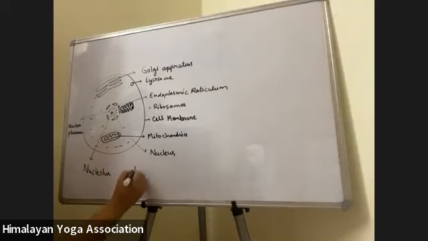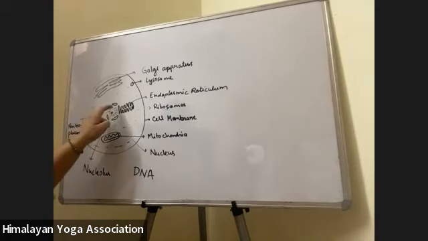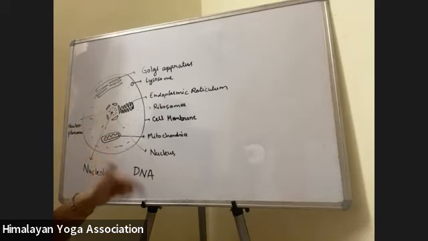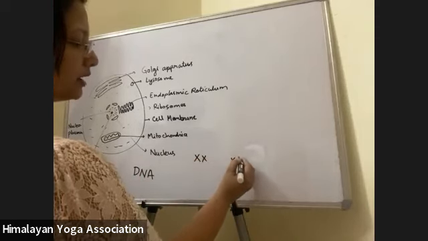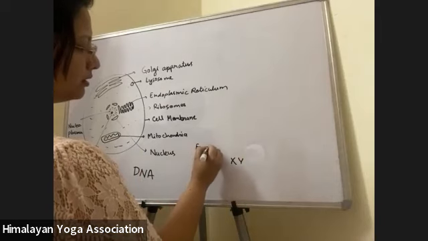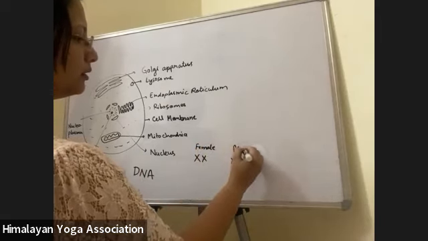We studied about DNA. Where is it present? In the nucleus. Yes, it's present in the nucleus. We have chromosomes present in the nucleus. And in chromosomes, we have DNA. So, we get some characteristics from mother and some characteristics from father, because there's X, X, and X, Y. This is female. This is male.